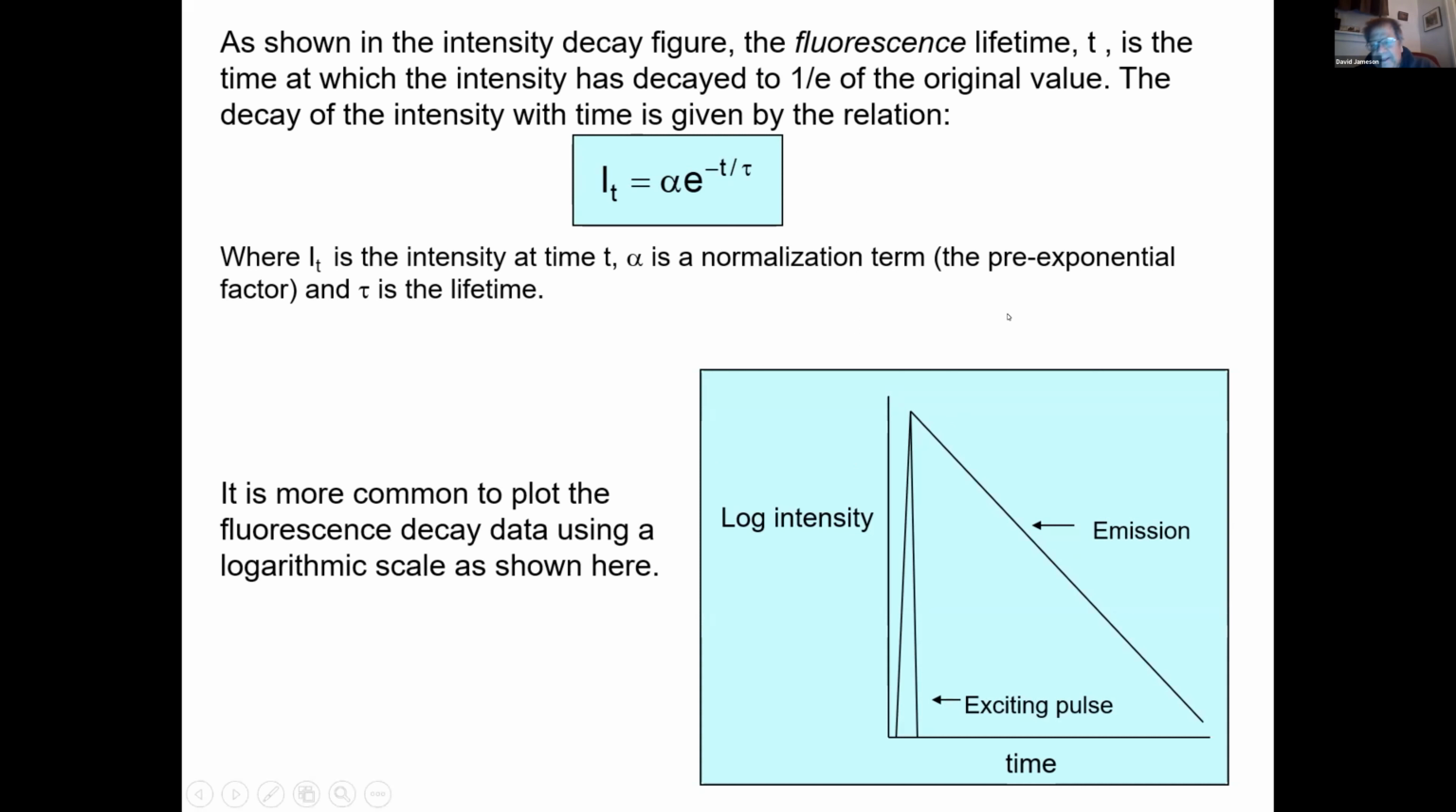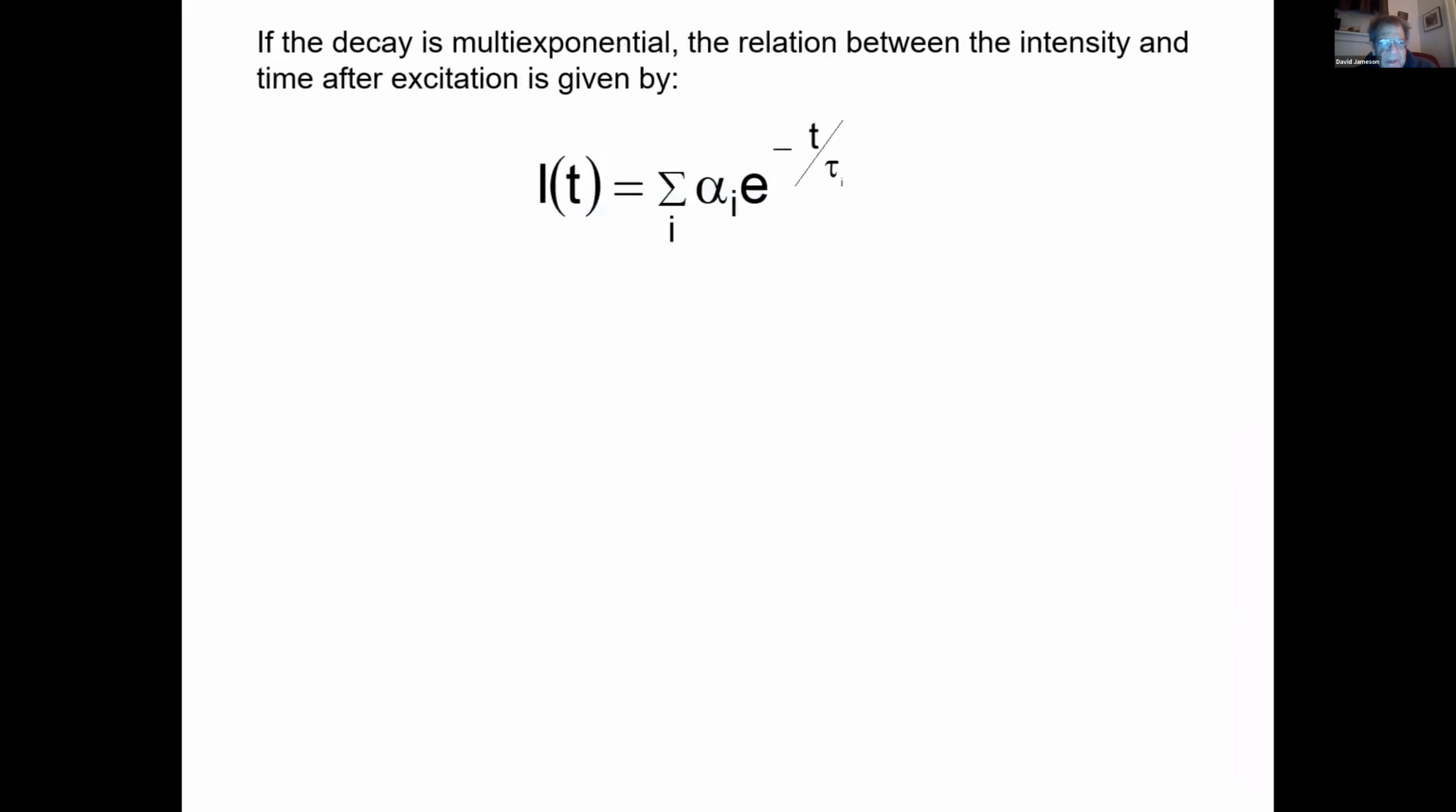I should say it's not really necessary to do this anymore. In the old days, like when I was a student, you actually did this because you didn't have computers to fit it so easily. You did this, and then you would put a ruler on it and verify, oh, that's a single exponential decay, but you don't need to do that so much.